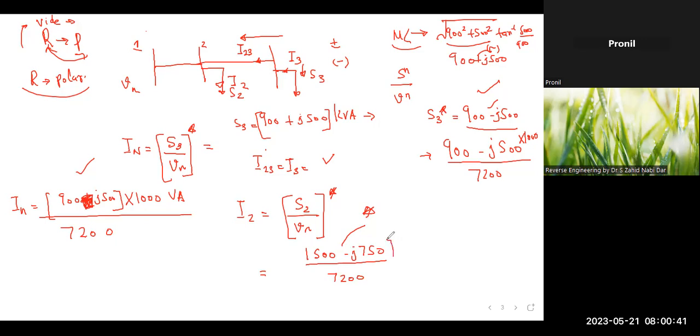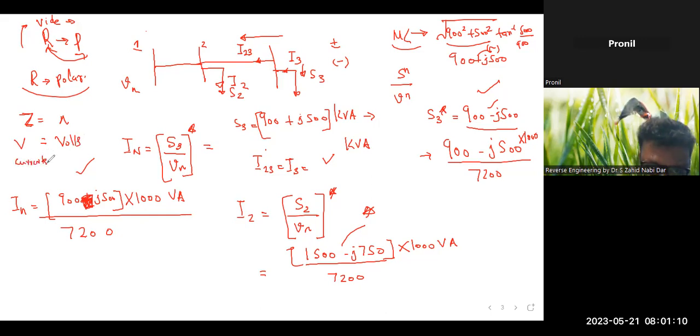7200. And there is a 1000 term because of kVA. So we have to express this in terms of VA. Why do we have to express this in VA? I will tell you why. Because if you look at the transmission line, it's expressed in terms of ohms. If the impedance is expressed in ohms, then voltage should be expressed in volts, and current should be expressed in amps. The dimensional analysis should be the same, for that reason we are expressing in terms of VA.